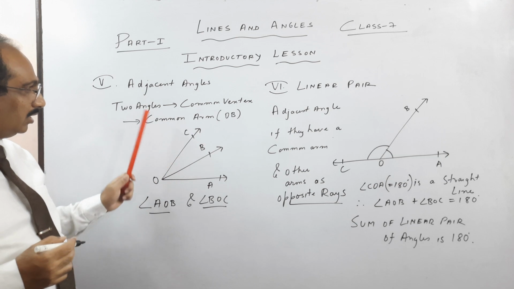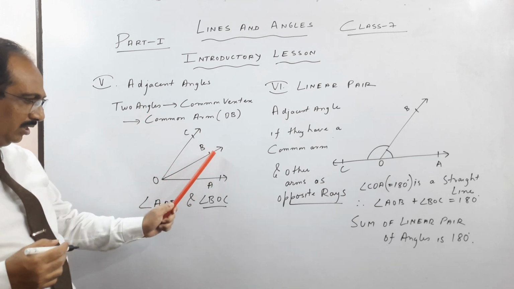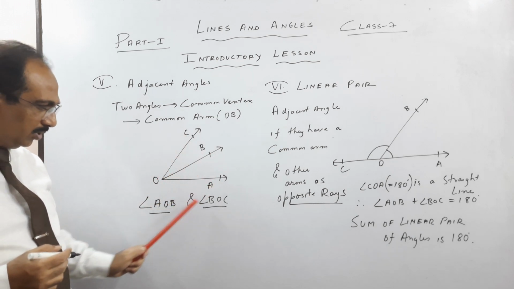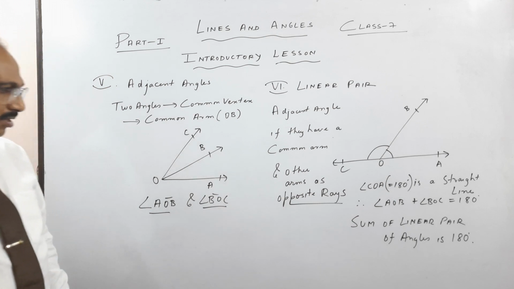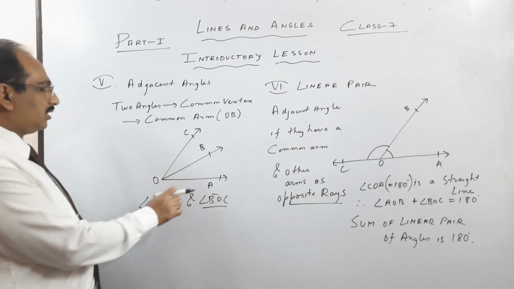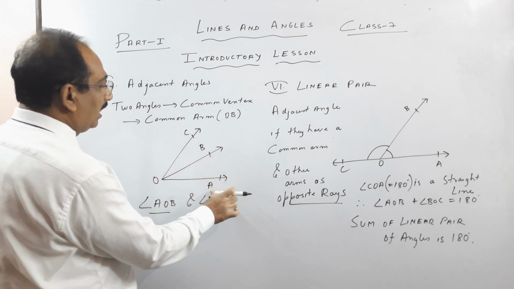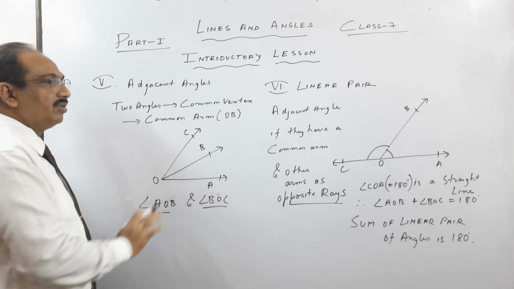So when there is a common vertex and there is a common arm, see these two angles AOB, BOC, OB is common to both. If you see here, OB is common to both. Okay, so these two angles are said to be adjacent angles, when they have a common vertex O and when they have a common arm.